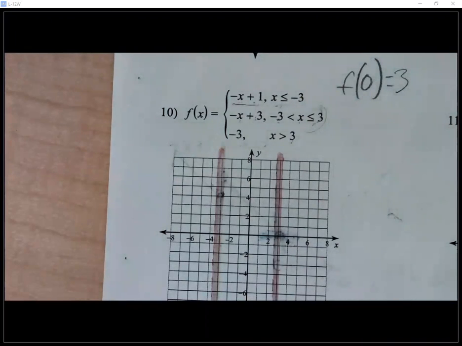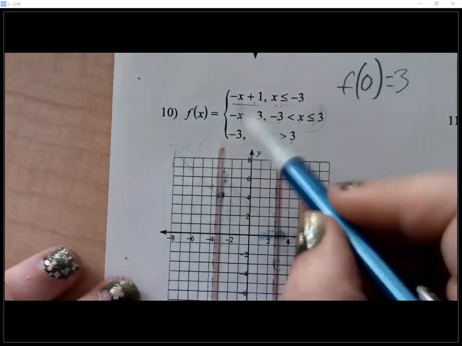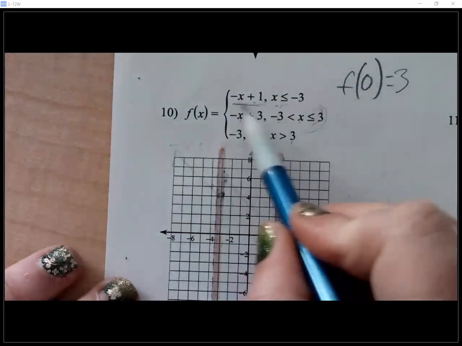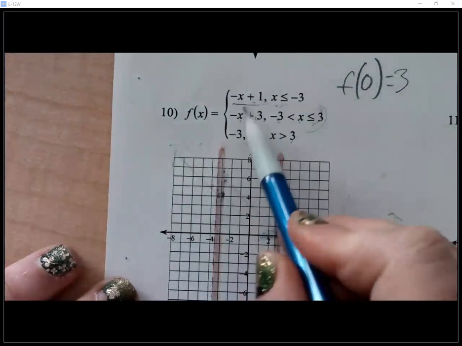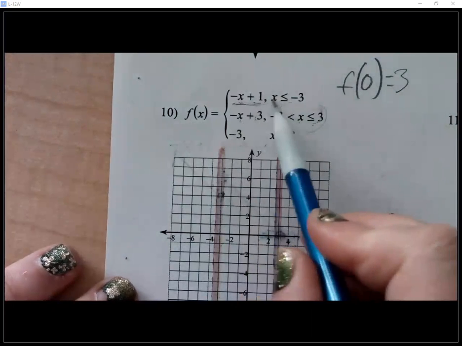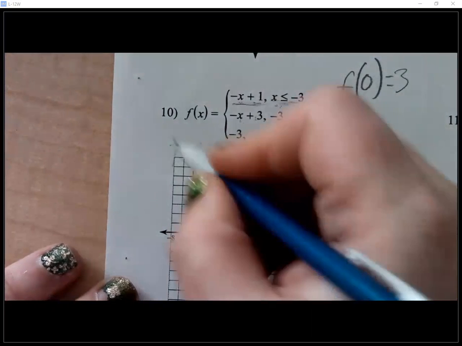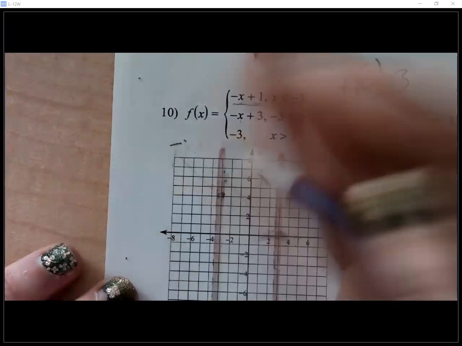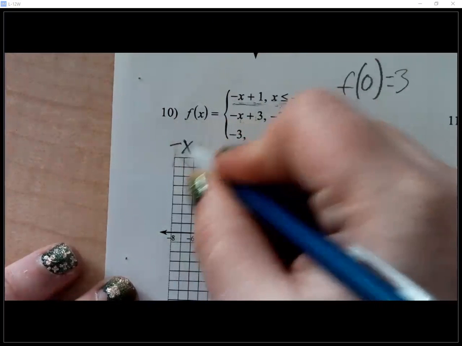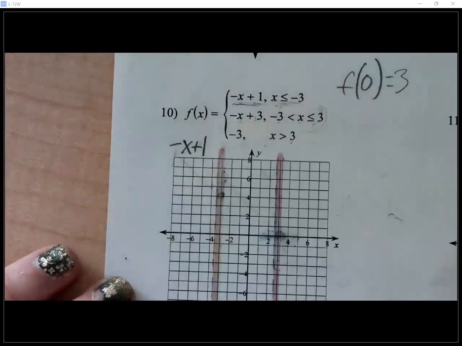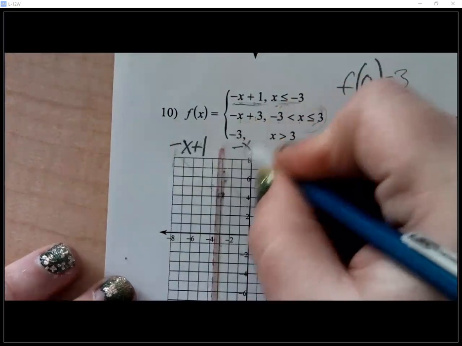Okay, so please listen. This graph, we always go left to right and top to bottom. So this one only exists when x is less than or equal to -3. So I'm going to graph negative x plus 1 over here. In the middle is negative x plus 3, and then on the right is -3.